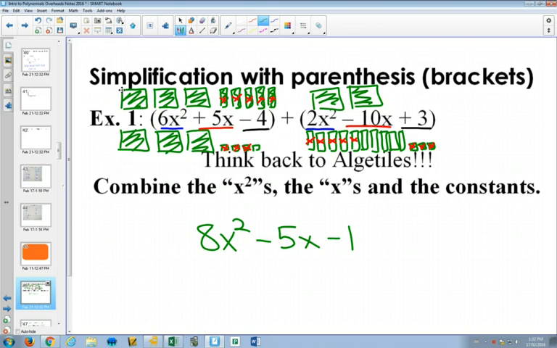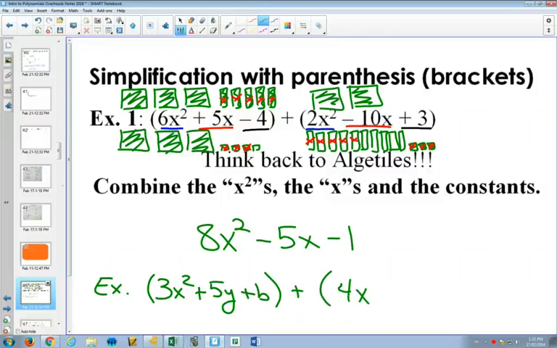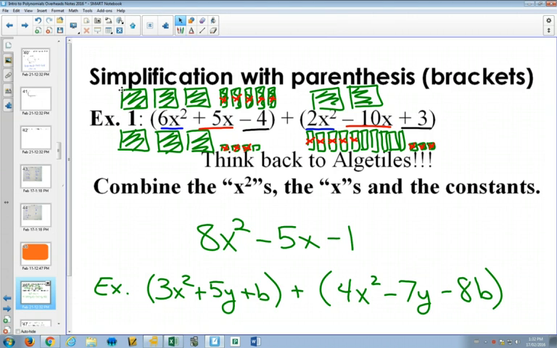I'll give you another example right under this. In that example, you won't be able to do algetiles because I've got some y's and b's in there, unless you want to make up a new shape for y and a new shape for b, then you could. See if you can do that one without your algetiles.